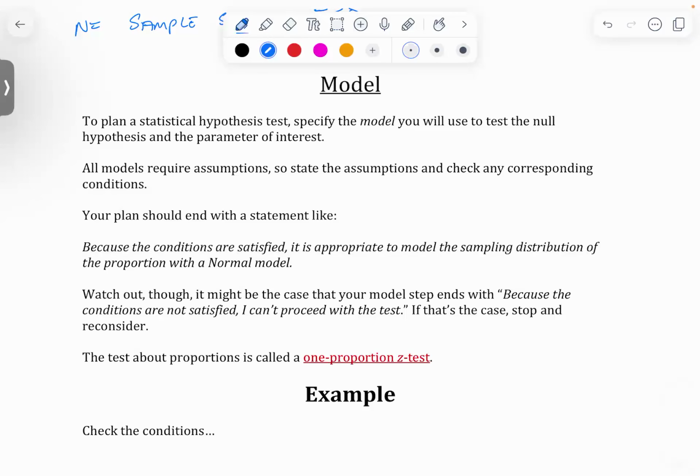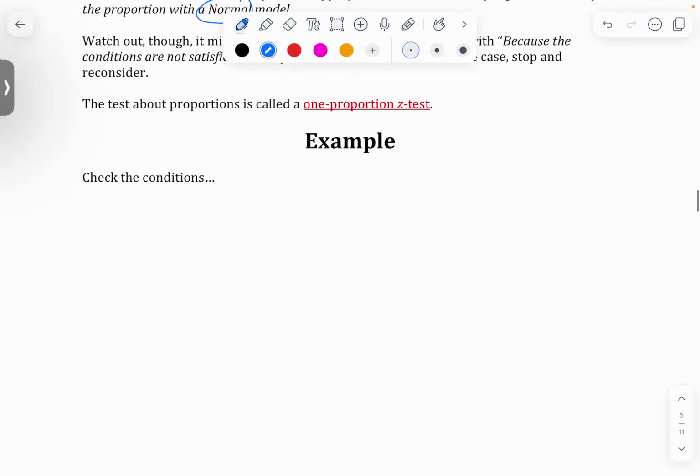The module is going to be normality. Normality is going to be our big focus. That's our standard underlying assumption, so we need to identify if we have a normal model. Our conditions are going to be very similar to what we saw before. We still have the large enough condition: N equals 550, greater than or equal to 40. That is satisfied.